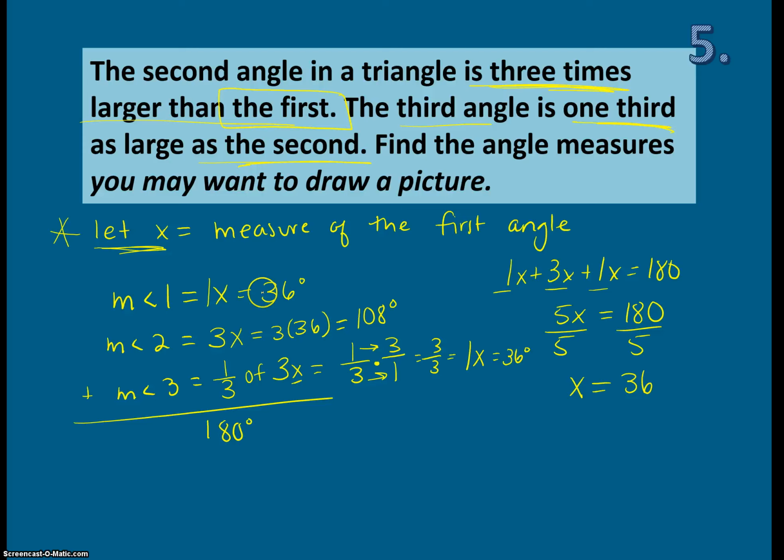So you want to double check your work. You add 36, 108, and 36, and you'll get a sum of 180 degrees. So therefore you know each angle. Now since 2 of them are the same, this is called an isosceles triangle because 2 sides are the same. 36 degrees, 36 degrees, and 108 degrees. Obviously this drawing is not proportional, but you get the idea.